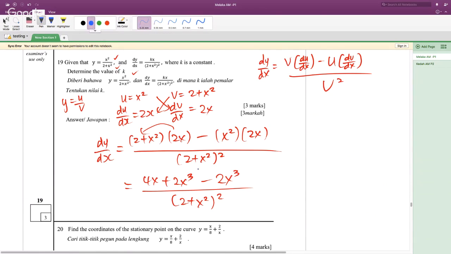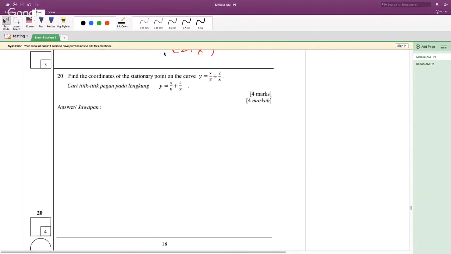So obviously, you know this one you can simplify. You only have the 4x left on the top. So by comparing, we know k equals 4. All right, it's very easy. If you solve it, you have 4x over the whole thing left. So you know k should be 4. So for this one, just apply the formula you learned.